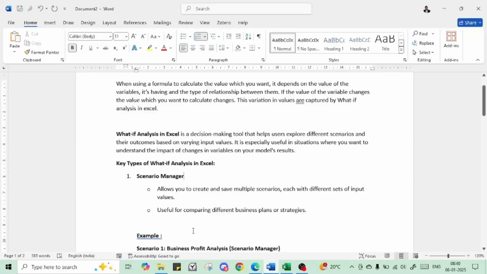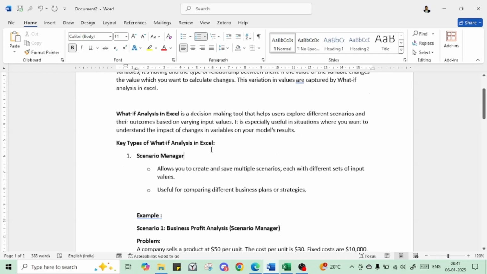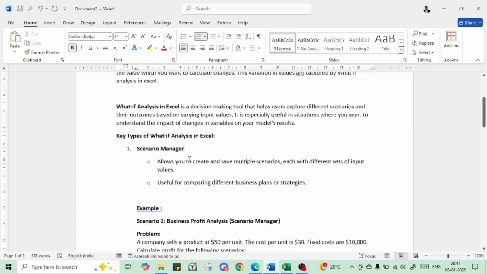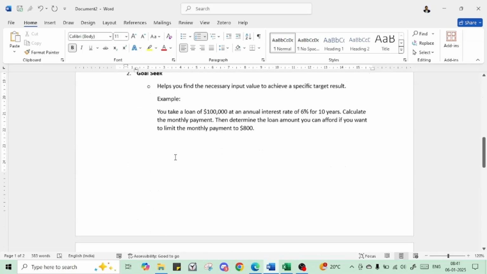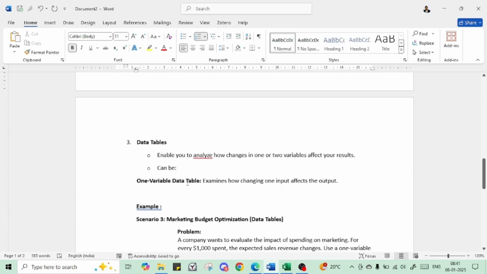Okay, let's dive into the application of what-if analysis. What-if analysis in Excel is a decision-making tool that helps you explore different scenarios and their outcomes based on varying input values. It is especially useful in situations where you want to understand the impact of change in variables on your model's results. We have three different tools available in what-if analysis: scenario manager, goal seek, and data tables.